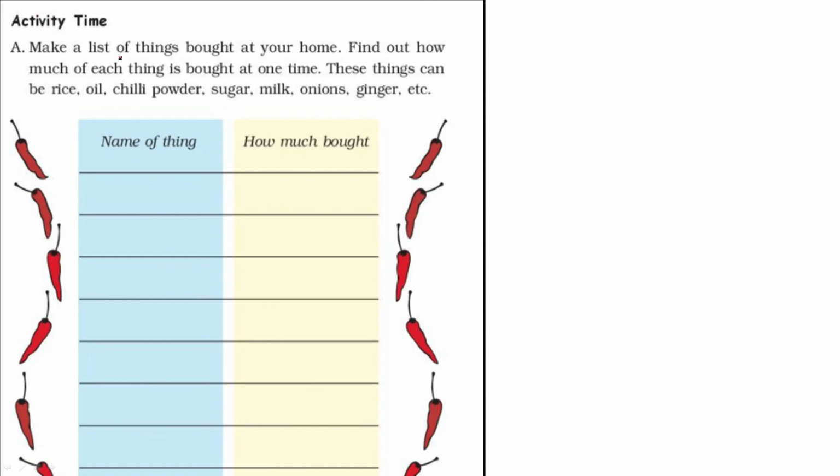Activity. Make a list of things bought at your home. Find out how much of each thing is bought at one time. These things can be rice, oil, chili powder, sugar, milk, onion and ginger.